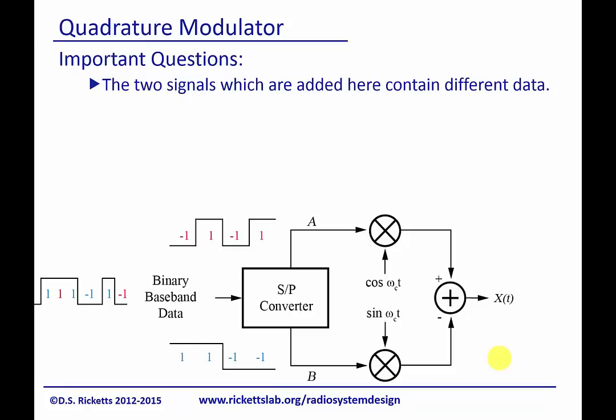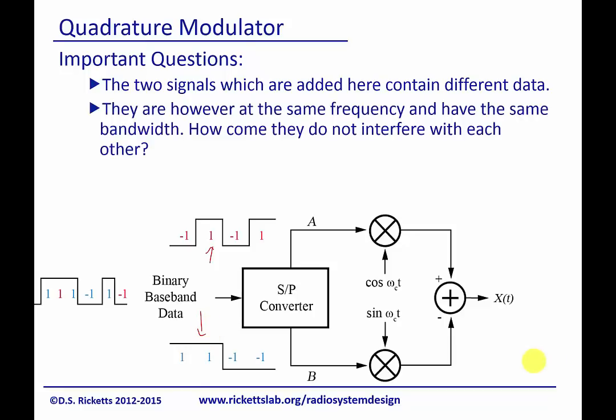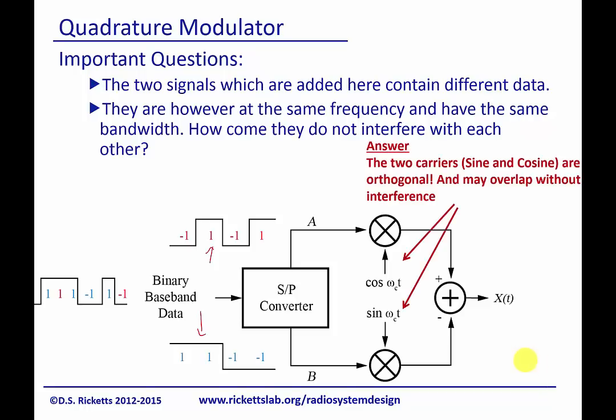The two signals which we just added have different data, right? This is different data than that data. But they have the same bandwidth and they have the same transmit frequency. So once again, how do we transmit both of them? And just remember that it's because we have orthogonal carriers that we're able to transmit each one of these. Okay, so this is how simple quadrature PSK, or QPSK, would work.